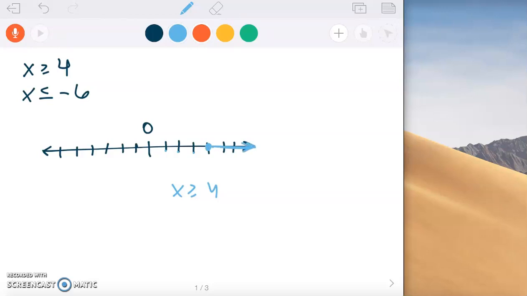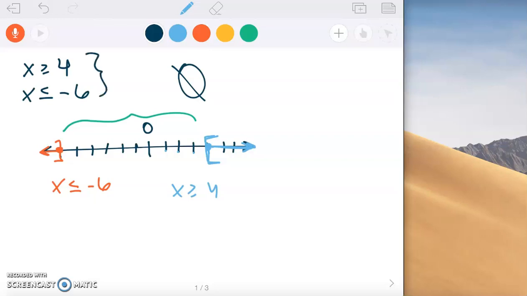Now we look at x is less than or equal to -6, which includes the bracket there. We go 1, 2, 3, 4, 5, 6, and that covers everything this way. They don't intersect. There is nothing here that intersects, so that means there is no solution. You would put a circle with a line through it. You cannot solve this because nothing would satisfy both of these inequalities.